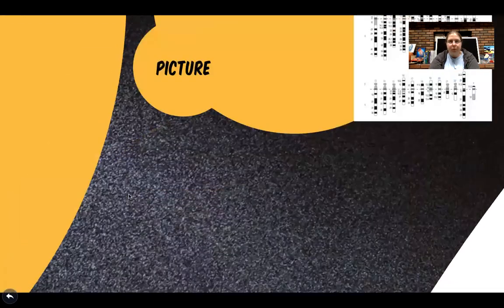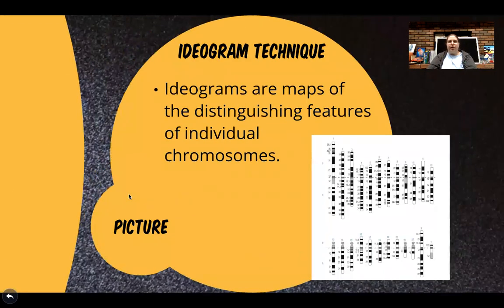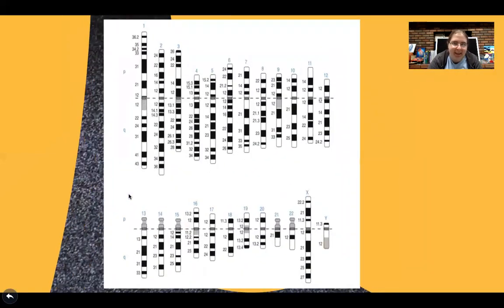All right, so ideogram techniques. Ideograms are maps of the distinguishing features of individual chromosomes. So remember when we were talking about those in the last example with the shorthand, we were talking about the banding locations. So that's what this is talking about, how we can actually use a map of, let's just show you the picture. It'll be better that way.